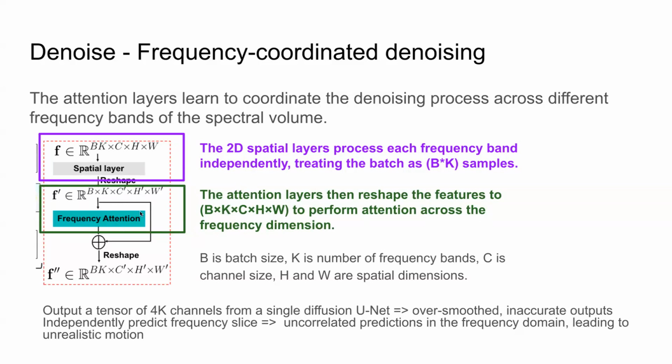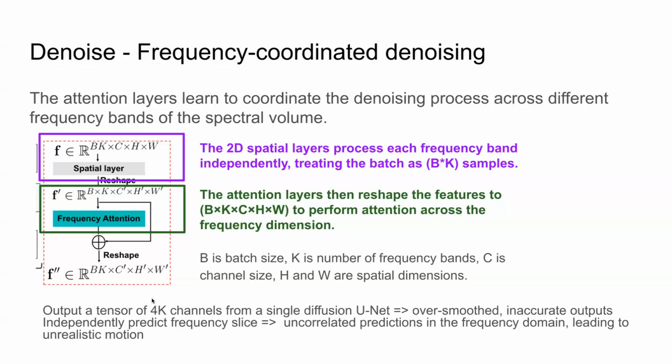Yeah. And about why the author cares about frequency coordination that much, does it really have a meaning? Down below, I listed two alternative approaches people might commonly use in practice. The first one is, when you're denoising, one common approach is to just output all 4K channels in one model. That means everything is predicted together, and this is usually observed to give over-smooth and inaccurate output.